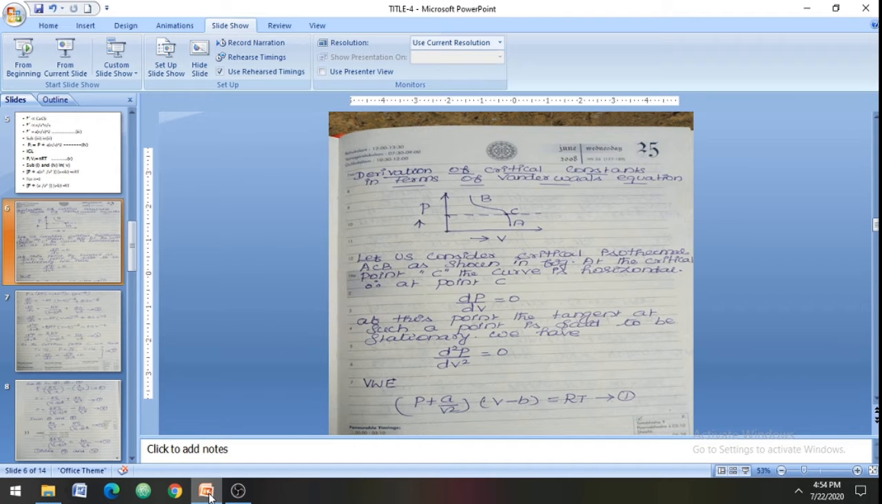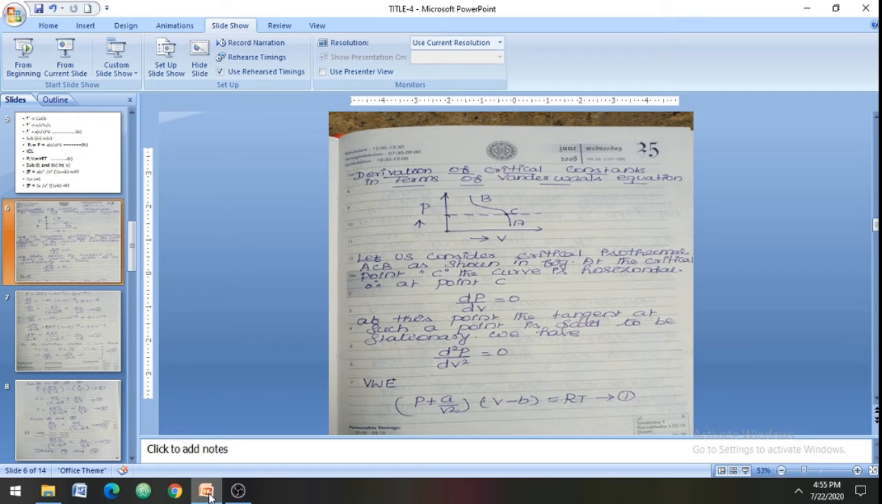So next we are going to discuss the derivation of the critical constants in terms of the van der Waals equation. Already we have the expression (P + a/V²)(V − b) = RT. In this case, n is 1. But we want to calculate the critical constants. What is the meaning of critical constants? The critical constants are critical temperature, critical pressure, and critical volume. So let us define critical temperature, pressure and volume one by one.